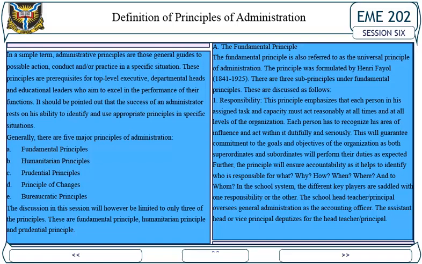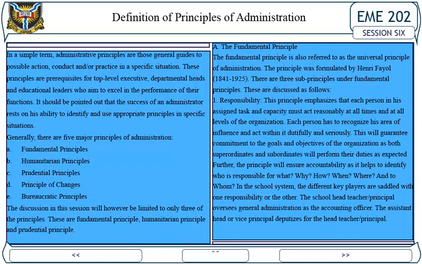A. Fundamental principles. B. Humanitarian principles. C. Prudential principles. D. Principle of changes. E. Bureaucratic principles. The discussion in this session will, however, be limited to only 3 of the principles. These are fundamental principle, humanitarian principle, and prudential principle.